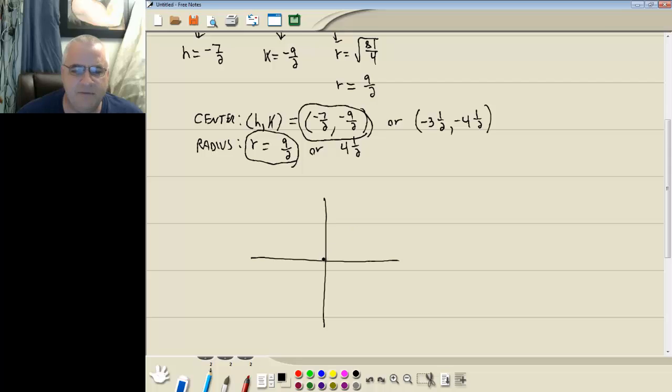So negative 3 and a half, and negative 4 and a half. So negative 3 and a half, and negative 4 and a half. So negative 3 and a half, 2, 3, 4, negative 4 and a half. Let's say about right there. Okay, so our radius is 4.5. So we're going to go a distance of 4.5. So I'm going to go up. So there's a half. Then there's 1, 2, 3, 4. So it'll be right here. So then I go an equal distance around. And that gives us our graph.